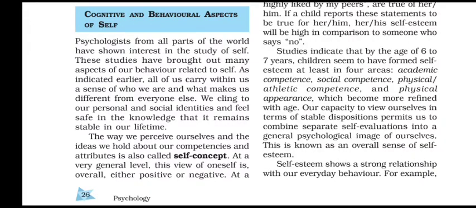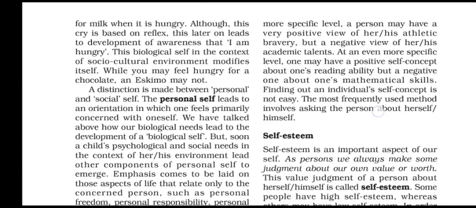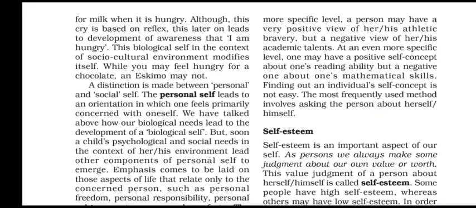At a very general level, this view of oneself is overall either positive or negative. At a more specific level, a person may have a very positive view of her or his athletic ability, but a negative view of her or his academic talents. At an even more specific level, one may have a positive self concept about one's reading ability, but a negative one about one's mathematical skills. Finding out an individual's self concept is not easy. The most frequently used method involves asking the person about herself or himself.